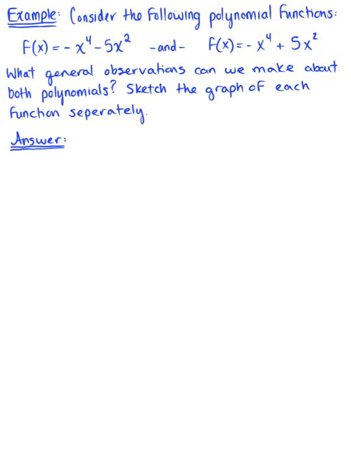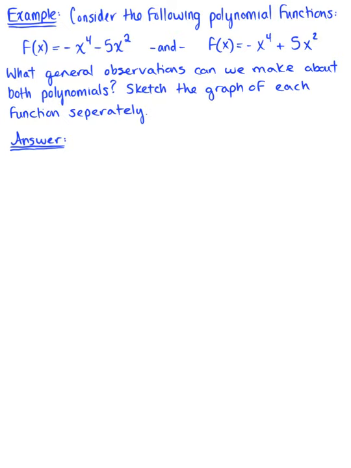Consider the following polynomial functions. What general observations can we make about both of these polynomial functions? We then want to go ahead and sketch a graph of each function separately. So looking at these two given polynomial functions, we notice that they're both quartic. In other words, they have degree 4.